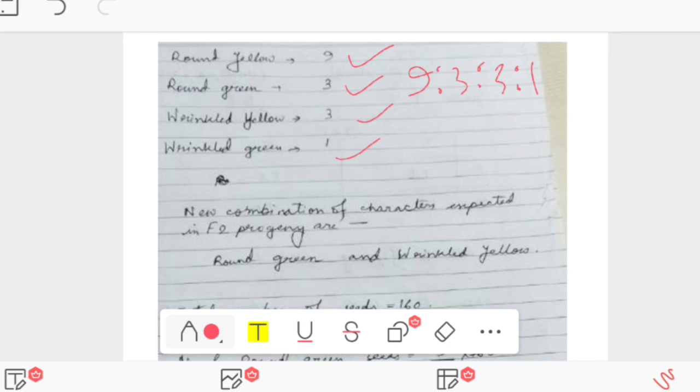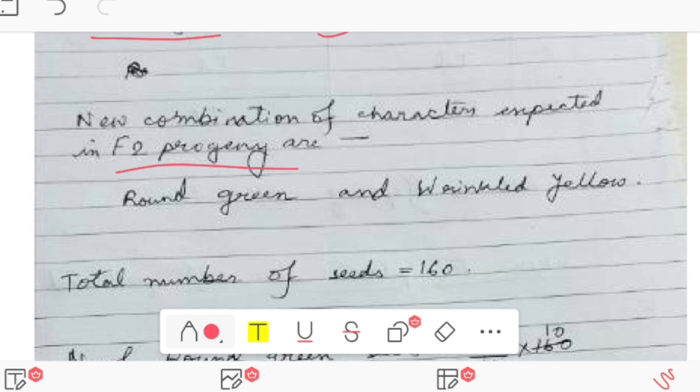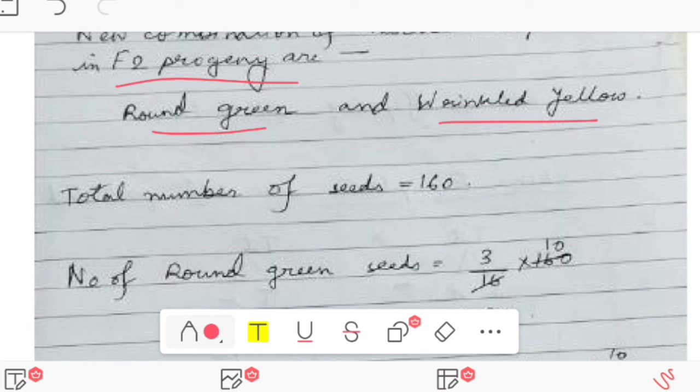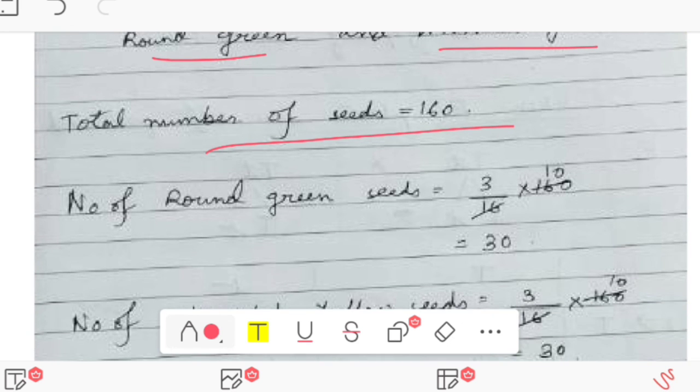Okay. So which new combinations came here? In the question, in the parents, we have seen that round yellow and wrinkled green were present. So these two are not new; the new ones are round green and wrinkled yellow. So the new combinations of characters expected in the F2 progeny are round green and wrinkled yellow. Now we have to solve how many of these seeds are present. The total number of seeds is 160, as it is written in the question. So the number of round green seeds we have to calculate.